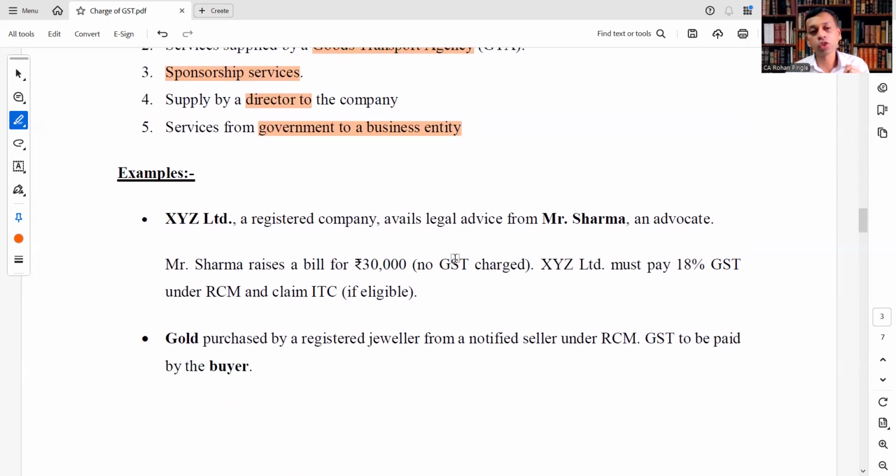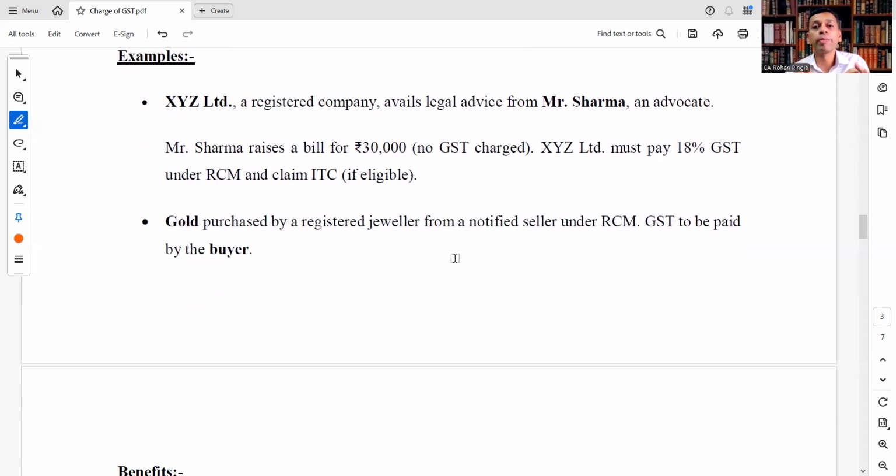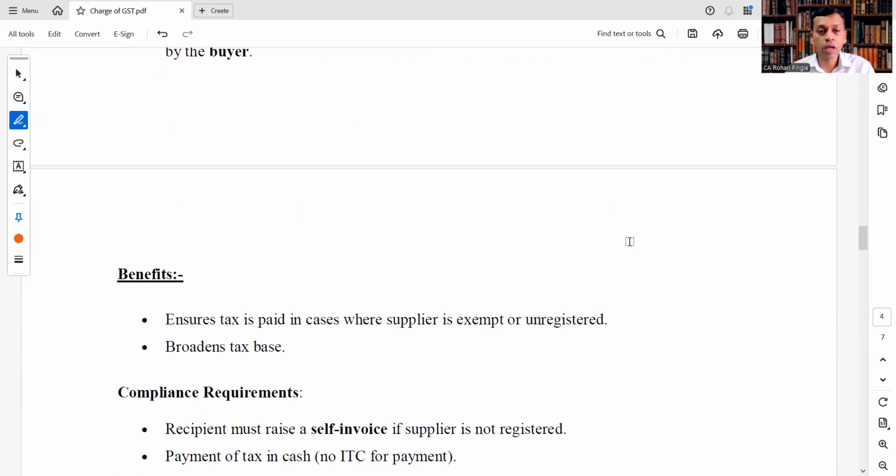Let's see examples. XYZ Limited, a registered company, avails legal advice from Mr. Sharma. Here he is an individual and advocate. Mr. Sharma raises a bill for 30,000, no GST charged. XYZ Limited, that is the recipient, must pay 18% GST under RCM and can claim ITC if eligible. Another example, gold purchased by a registered jeweler from a notified seller under RCM, GST to be paid by whom? The buyer.